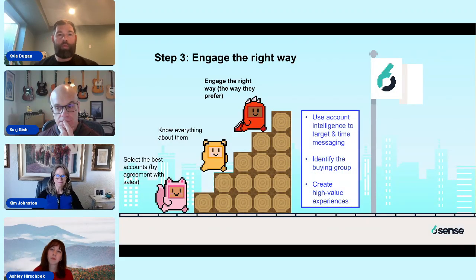So step 3, we are going to engage the right way. We're going to use the intelligence that we've gotten. We're going to identify the buying group, and we are going to give them some high value messaging, right? We understand what these accounts are looking for and where they're at in their buying journey. So we're not just going to throw something out there like, hey, come check out Flexential. No, we're going to message them and engage the right way.